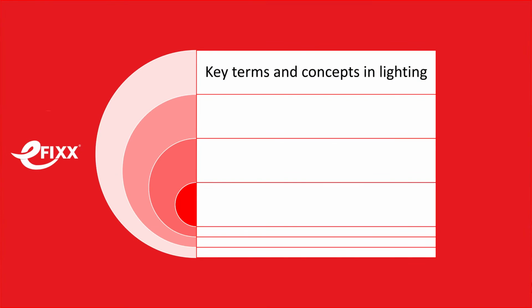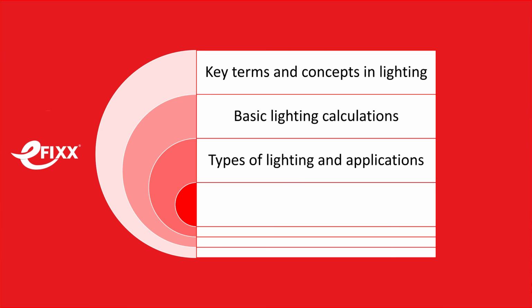So there we go. We've discussed some key terms and concepts in lighting. We've looked at basic lighting calculations, the different types of lighting and their applications, and considered the efficiency and efficacy of lighting installations. To complete this training module and receive your certificate, please continue on to answer the multiple choice questions.